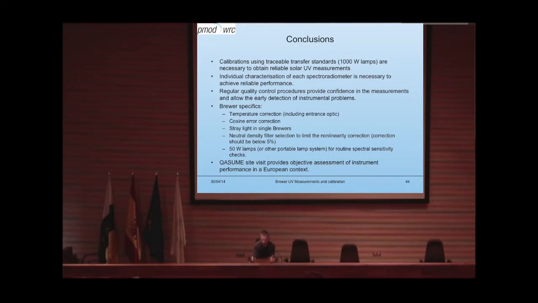The conclusions from these two presentations: for reliable calibrations, you should be based on 1000-watt lamp systems, not only on 50-watt lamps, which represent only a relative calibration. Each instrument should be characterized individually. It's very seldom that a calibration or a characterization of one instrument can be disseminated to other instruments. This is quite unlikely.